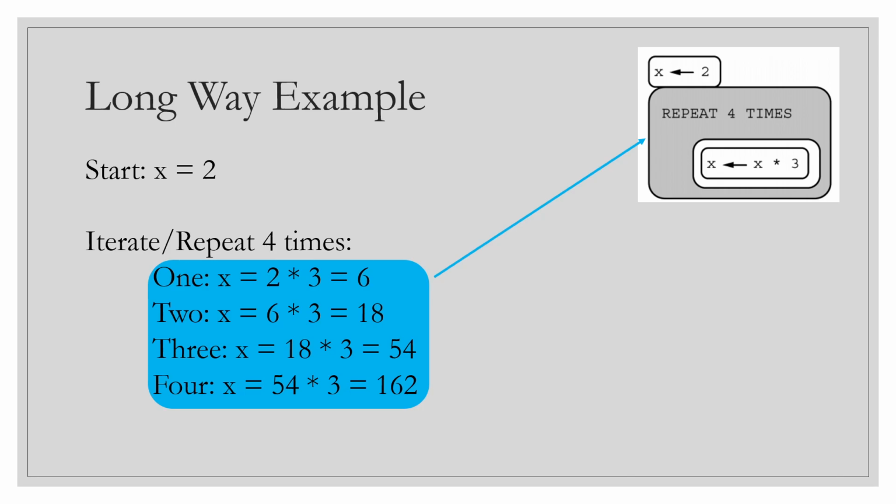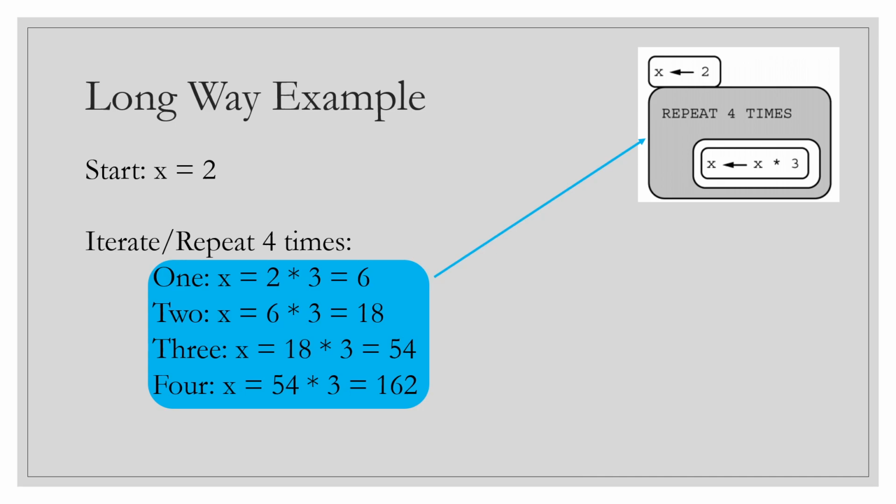On the second iteration, this value of 6 is multiplied by 3 again, and the end result will be 18, and this value of 18 is again stored back into variable x, so on and so forth, up until the fourth and final iteration, where from the third iteration we find that the end result will be 54.